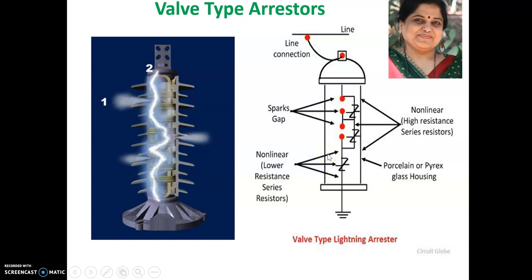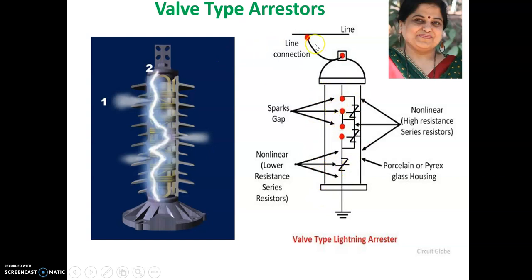So at very high voltage applications, we have to use the valve type arrestor, because the earlier ones, the expulsion type arrestor, rod gap and horn gap, we have seen can be used only up to 33 kilovolt for distribution purposes. But when you go for higher voltage protection, then you have to connect this non-linear resistance with the gap, and insert the whole thing in an assembly.